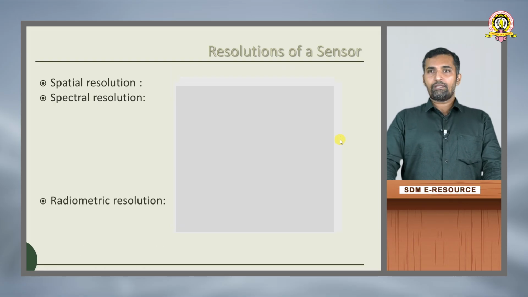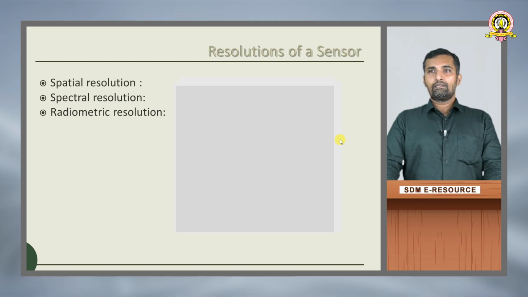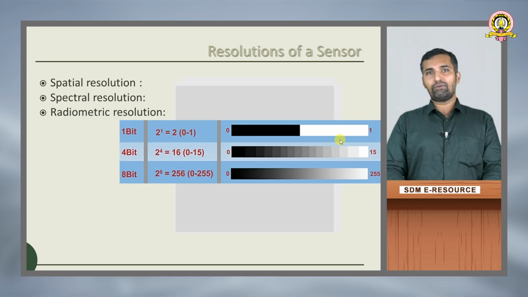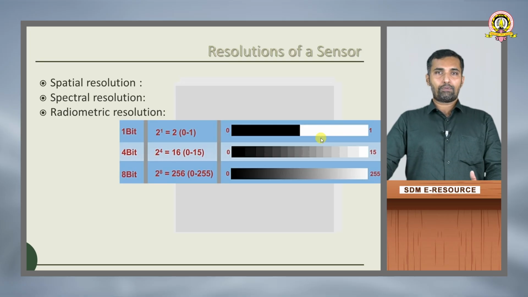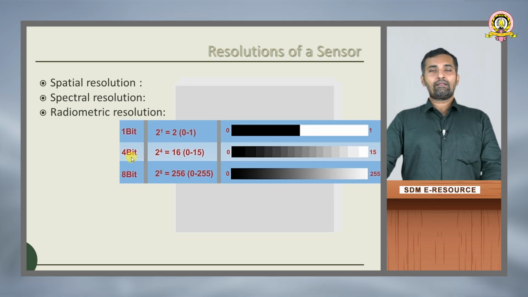Then one more important thing is radiometric resolution. That means the capability of a satellite sensor to collect information in different grayscales, and it is expressed in terms of bits. 1 bit data means 2 to the power 1, so you can expect only 2 scales, 0 and 1. 0 means a darker object, like the binary system, and 1 means brighter. 4 bit data means 2 to the power 4, that is 16 grayscales, where 0 is the darkest and 15 is the brightest. 8 bit data means 2 to the power 8, that is 256 grayscales, 0 to 255, where 0 is the darkest and 255 is the brightest.